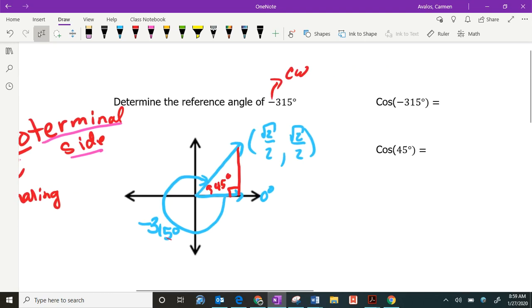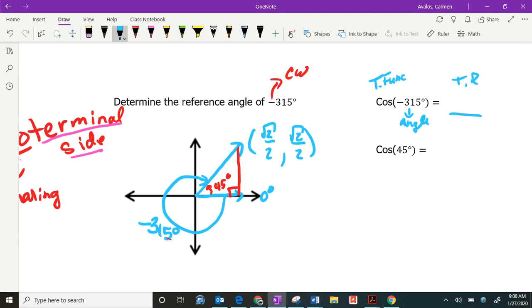So when I go back here and I look at this, the cosine of negative 315, we have the trig function, we have the trig angle, and now it's asking for what is the trig ratio.